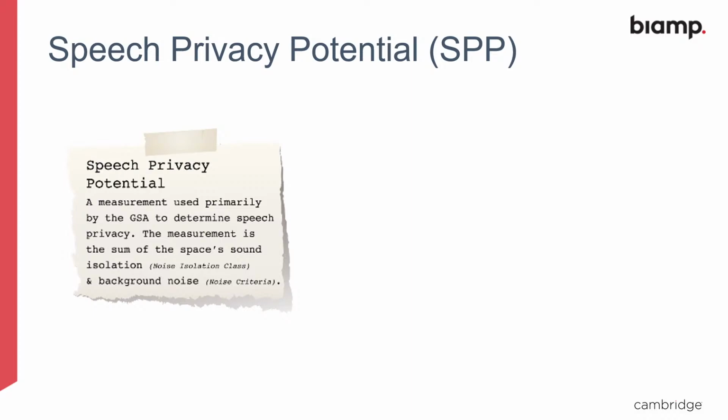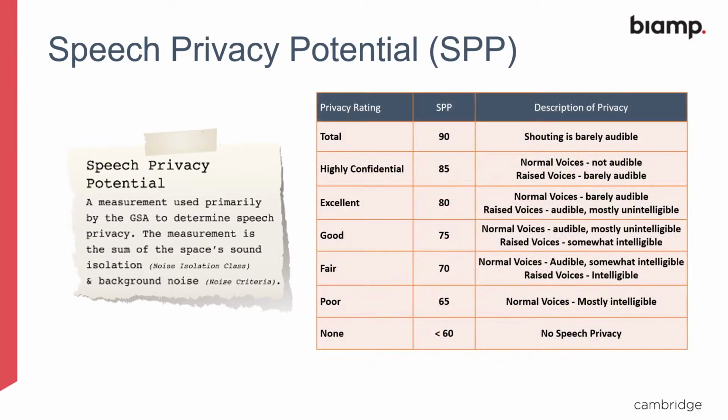So then there's something called the speech privacy potential, and that is a measurement used primarily by the GSA to determine speech privacy. This measurement is the sum of the space's sound isolation and the background noise. So there are some acoustical factors in here as well, and we'll look at some of those details when we look at how to apply these. So acoustics do play a role in this as well. It definitely does.